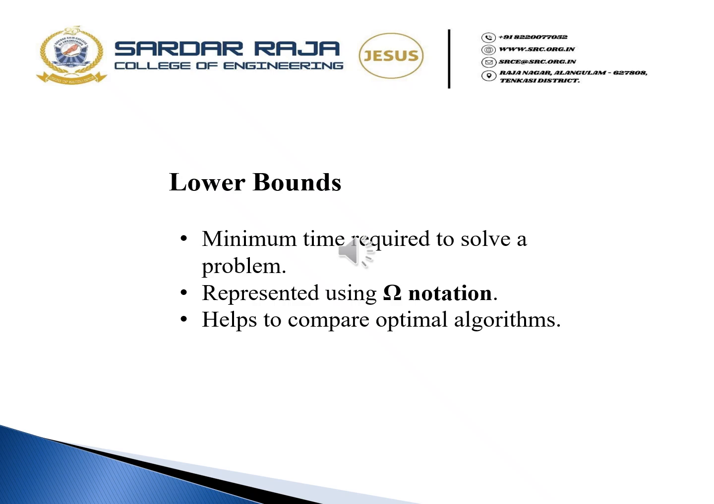This big omega notation represents the minimum time complexity required to solve a problem regardless of the algorithm used. That means if an algorithm is said to run in omega of f(n), it means that for sufficiently large inputs, the algorithm will take at least f(n) time. It helps to compare optimal algorithms.